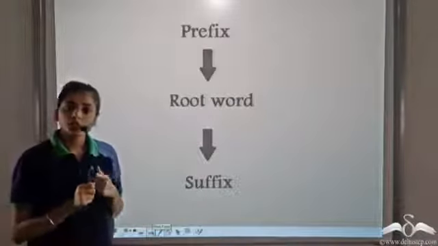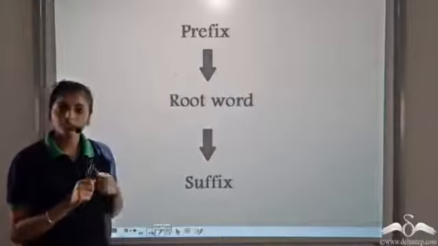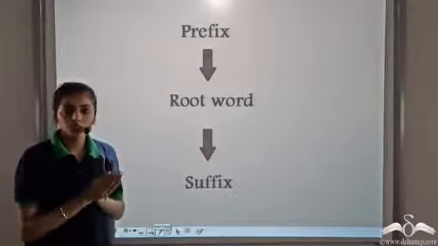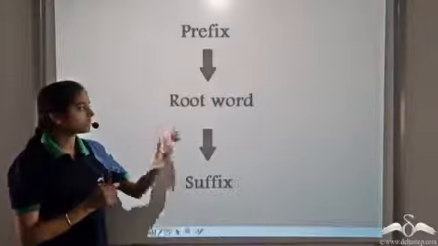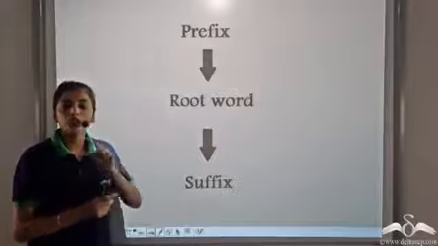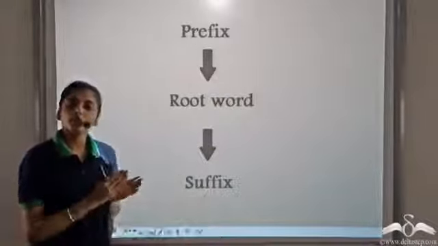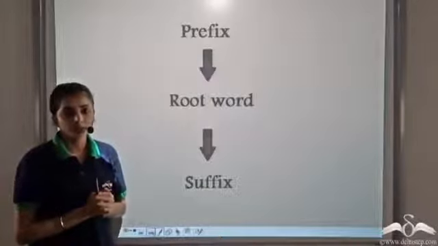So while writing the IUPAC name, there are always 3 parts. The first part is the prefix that comes from the substituents present in the compound. The second part is the root word, which we get from the number of carbon atoms in the longest carbon chain. And the third part, suffix, it shows the functional group present in the organic compound.